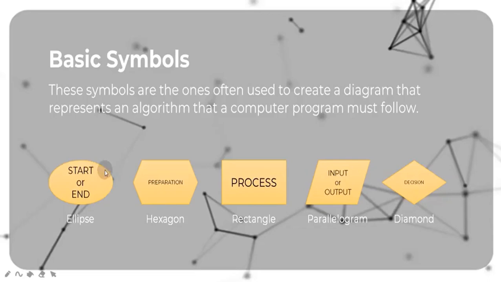It goes here. Then we have the rectangle. The rectangle represents the process. So your equations, your formulas will go here. And then we have a parallelogram. It represents the input or output. You should indicate whether it is input or output. And finally, we have a diamond symbol for decision making, and for repetition as well. We're going to use this diamond symbol later on.